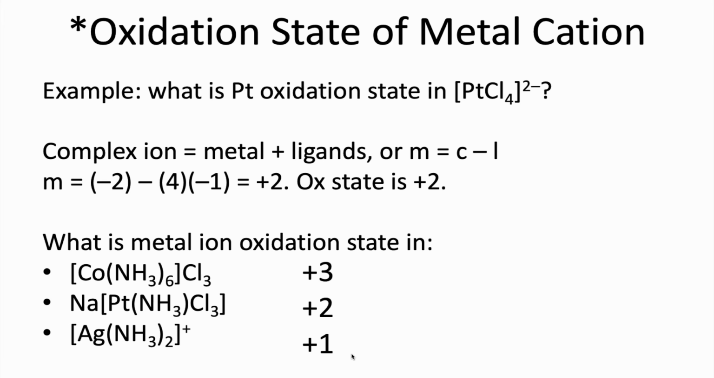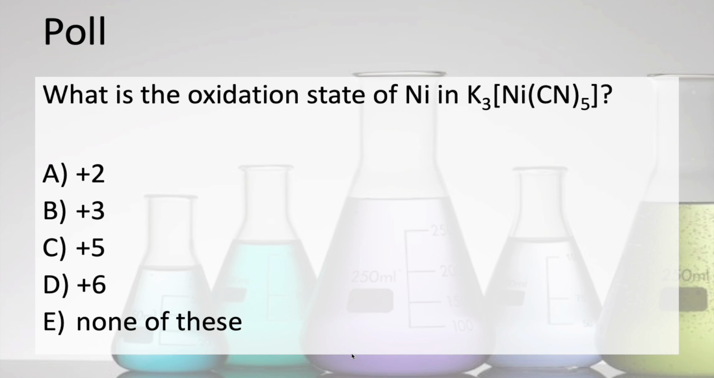Quick quiz for you, what's the oxidation state of nickel in this compound? I know that the overall complex ion has a -3 charge because it took 3 potassiums to balance it out. And I know that cyanide is a -1 charge, and I have 5 of those. So I'm going to have -3 minus -5. That gives me +2 for my oxidation state.